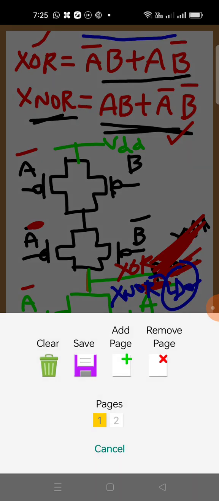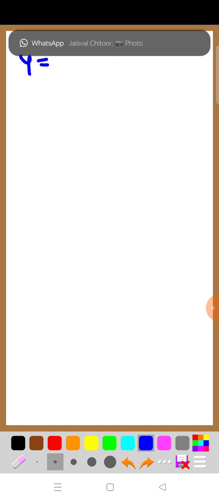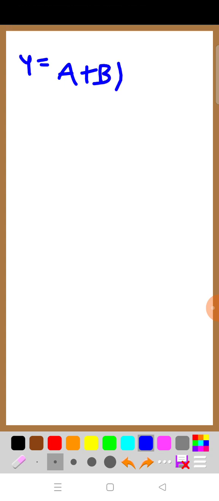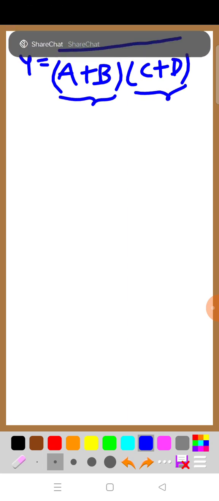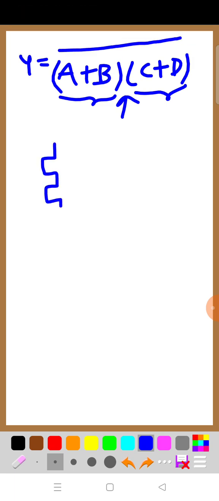Okay, let's talk about this. Now let us consider designing a Boolean expression: y equals (A plus B) into (C plus D) whole complement. Now you can tell what we have to do. Four inputs are there. Absolutely, these two should be in series, these two should be in series, and these two should be in parallel. Then you can observe that this is A, this is B, PMOS transistor.